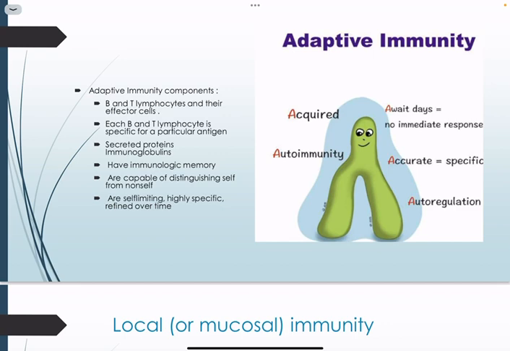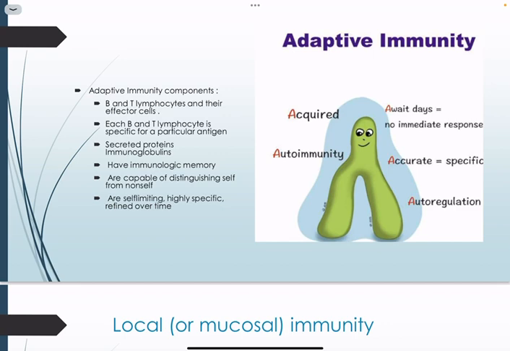With adaptive, remember the letter A, acquired. So you acquire it through exposure, which is different from the innate. It's there regardless of whether you're exposed to a pathogen or not. So it's acquired. It awaits days.